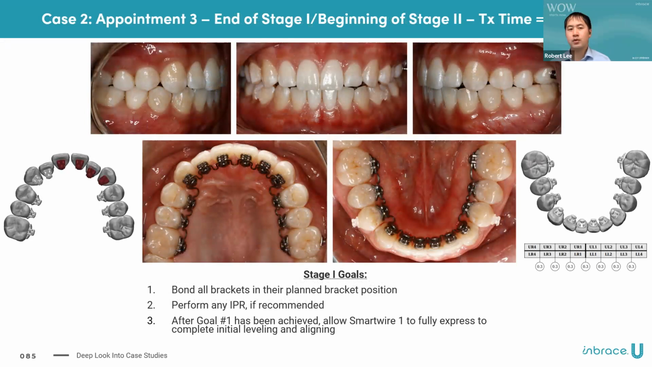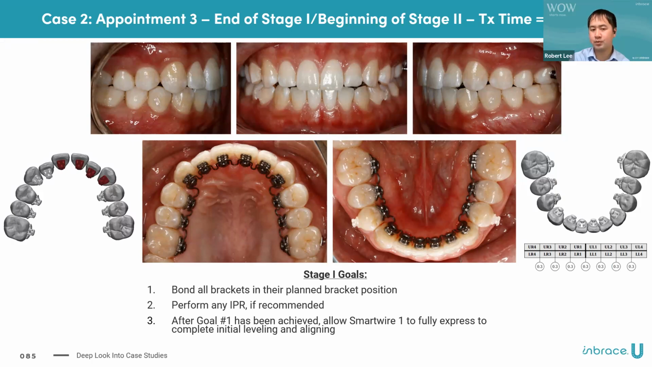Okay, so at this point, what I'm looking at when a patient comes back for appointment 3 — the first appointment was lower fitting, the second appointment was upper fitting, and then when they come back for really their first check-in visit, all the brackets start in their planned bracket position. So I'm checking, okay, is the alignment proper? Do all the brackets look in the right spot? So goal 1 essentially is already achieved to begin with.